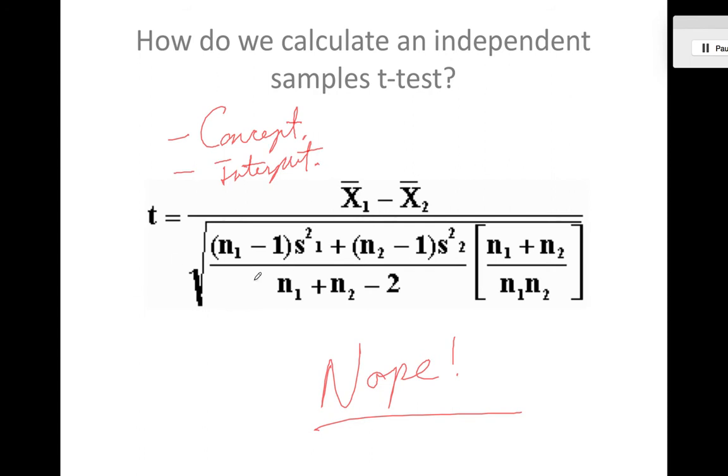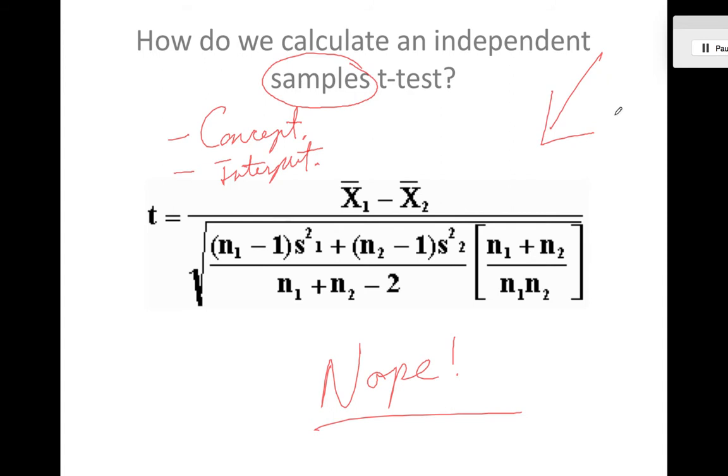Conceptually, this is what I need you to know about the t formula. In the numerator, you'll notice that we have the average of group 1 and the average of group 2. Are there any population parameters given to us? Is mu presented? No. Is capital N presented? No. Is sigma present? No. Why? Because this is an independent samples t-test. There is no t-test for the population. There is no t-test where we would use our population parameters. So this is always the formula that you're going to use.